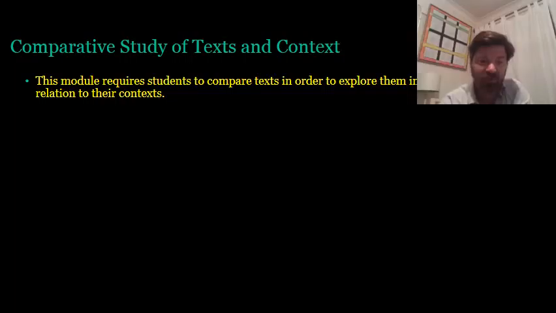Alrighty, so first of all, this module requires students to compare texts in order to explore them in relation to their contexts. So basically, to sum that up, we're looking at a movie and a book, and they're made in different times, and we're making sure we can see how the same ideas explored are different because they're made in different times.